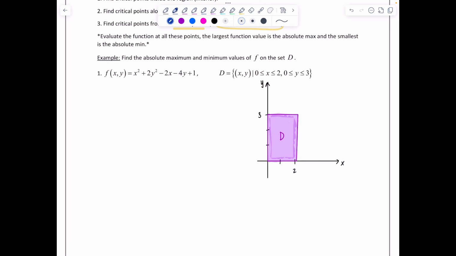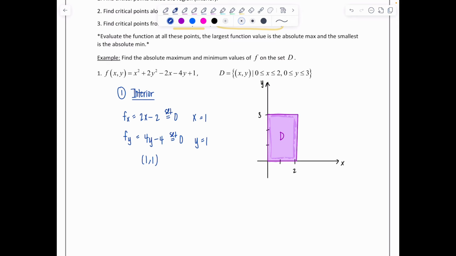Okay, so step 1, we're going to find critical points on the interior. This is the same way you find critical points in general. Partial with respect to x, that'll be 2x minus 2. We set that equal to 0, and we get x is equal to 1. Repeat, partial with respect to y, that would be 4y minus 4. I set that equal to 0, and I get y is 1. So both my partial derivatives equal 0 if x is 1 and y is 1.